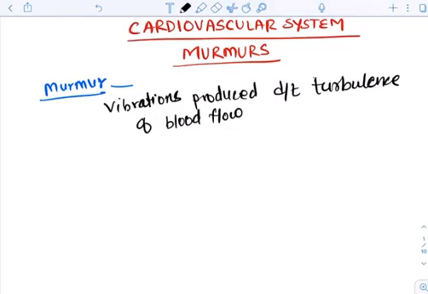So what is this turbulence? Turbulence means there is a pressure and velocity difference in the blood flow which is occurring time to time in the heart, and that's why the murmur is occurring.